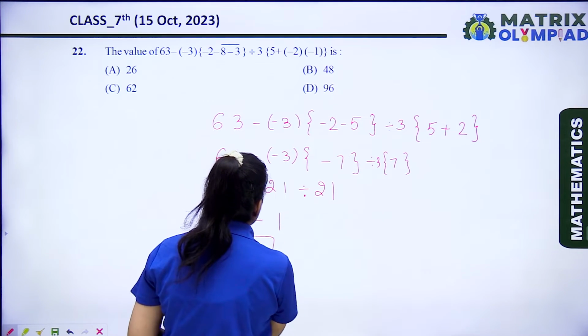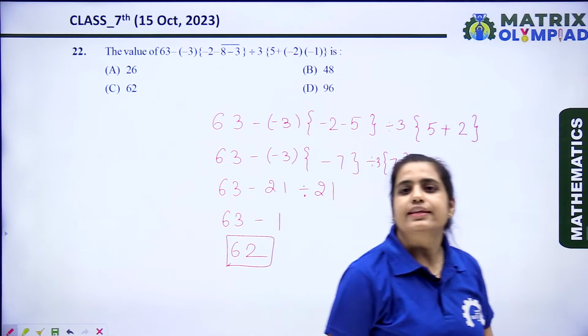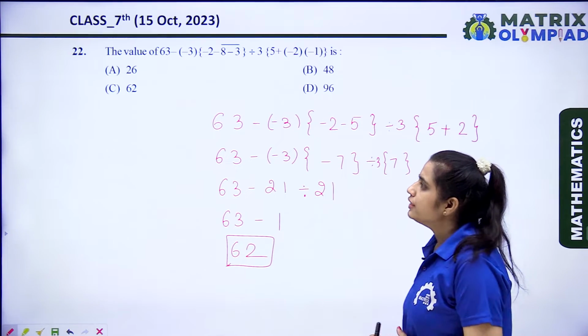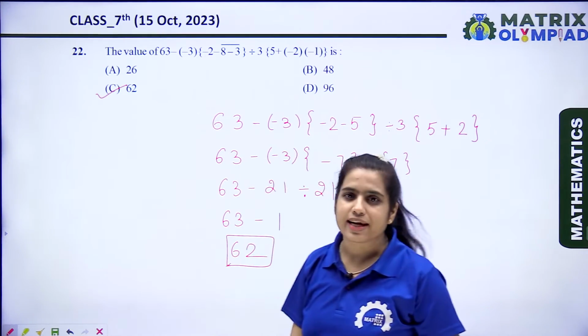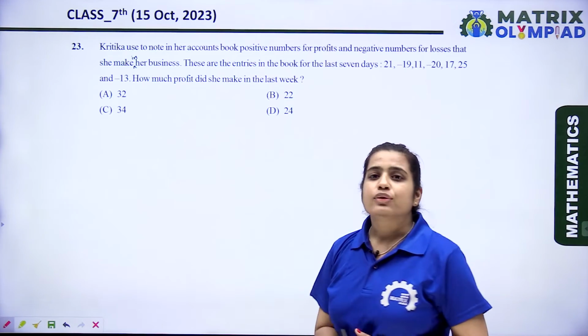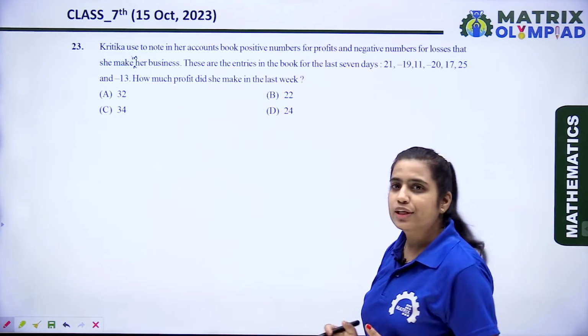So here comes the answer, that is 62. So after solving this, we get 62. Now here option C is the correct answer. Now the next question is question number 23.